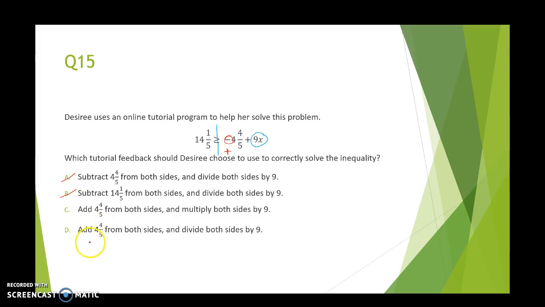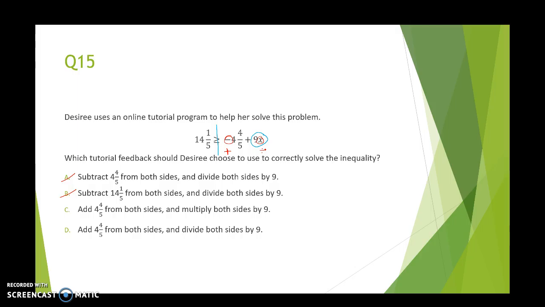And then let's see, C and D both start as add 4 4/5. So that part is right on both of those. We already said that. And then multiply both sides by 9. So if we're wanting to get the x by itself, then right now 9 and x right next to each other mean they're going to do what operation? Multiply. So we have to do the opposite. So we have to divide. So that means we can eliminate C, and that leaves us with an answer choice of D.